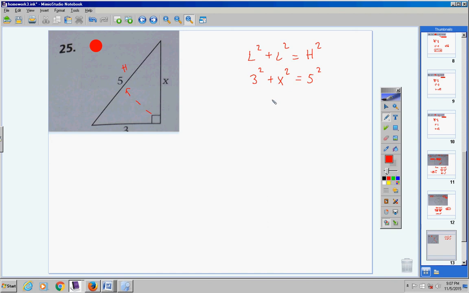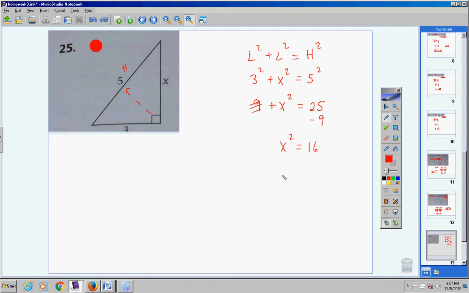Step 1, simplify both sides. Okay, I can simplify this side. 3 squared is 9, and 5 squared is 25. Step 2, eliminate fractions. There are none. Step 3, get the x squared terms on one side, everything else on the other side. So bring your 9 over, make it a negative 9. x squared equals 16. Next step, divide by your coefficient. There is no coefficient, a 1, but that's fine.